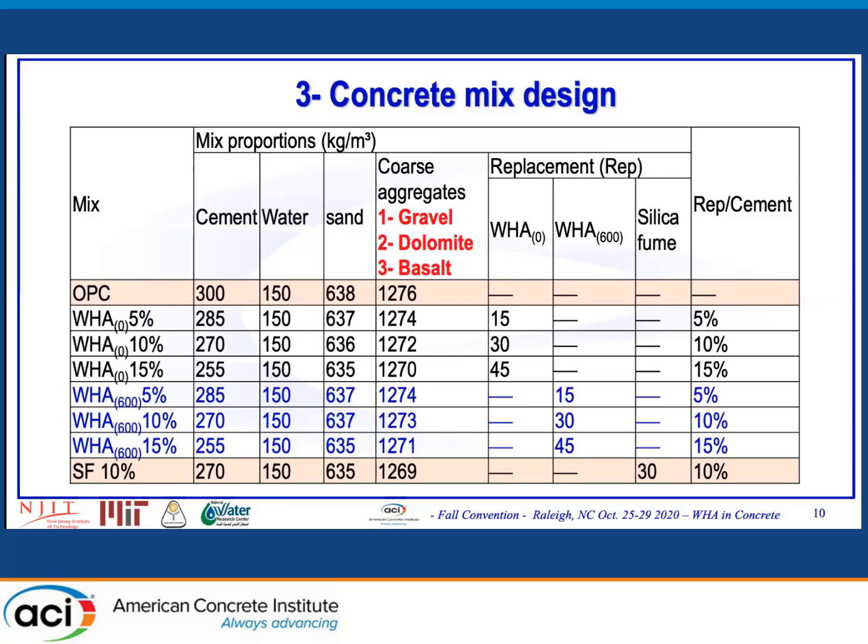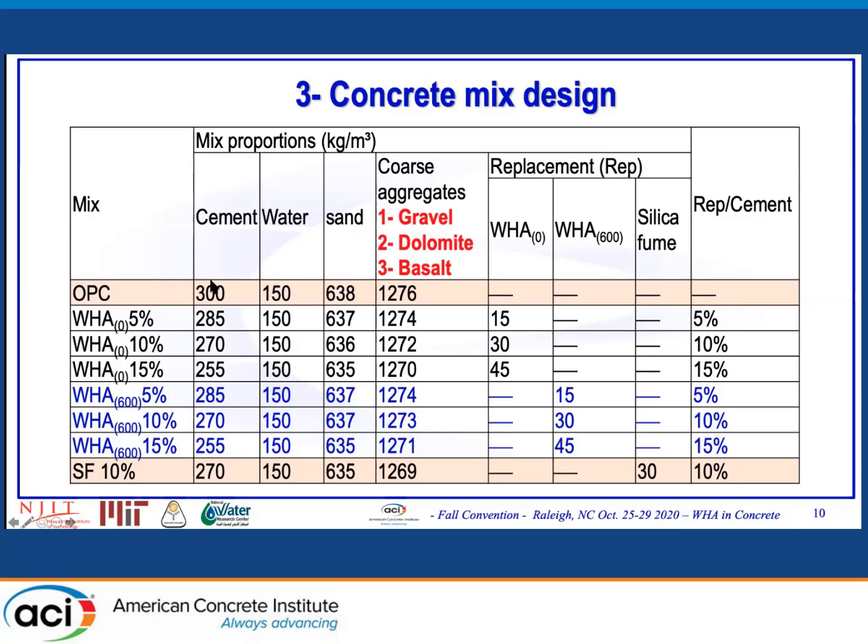So we used three different percentages, 5, 10, and 15, for the two different burning conditions. So 0 here is denoted to burning in air. 600 is denoted to burning in a closed oven. So 10% silica fume as a reference, and OPC is another reference. In this study, we used three different aggregate types: gravel, dolomite, and basalt.